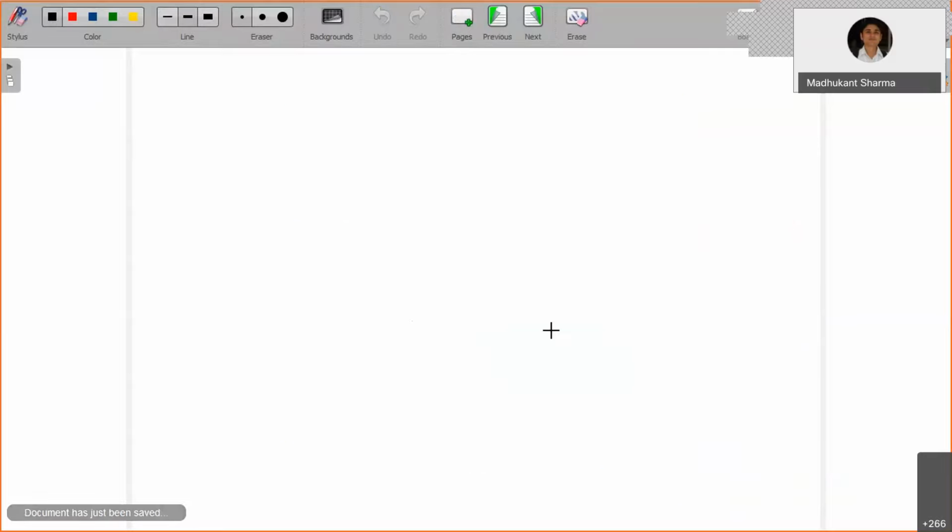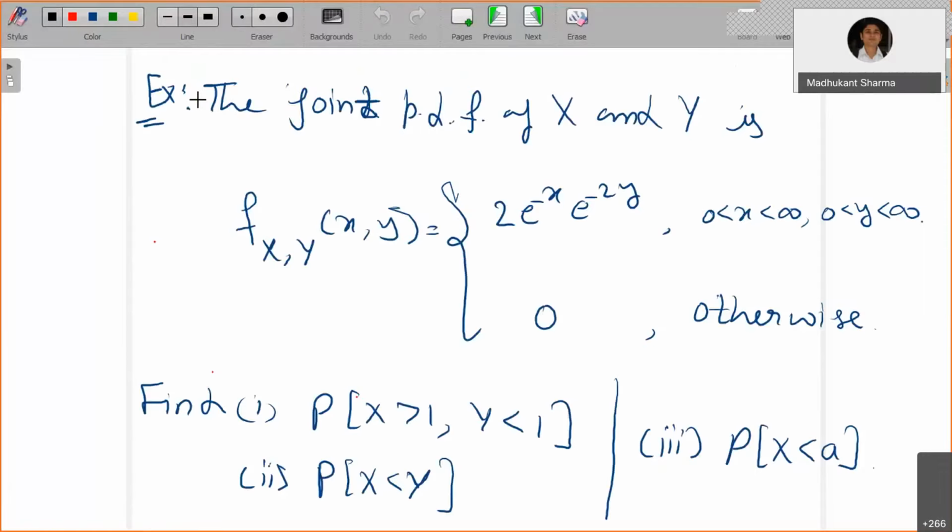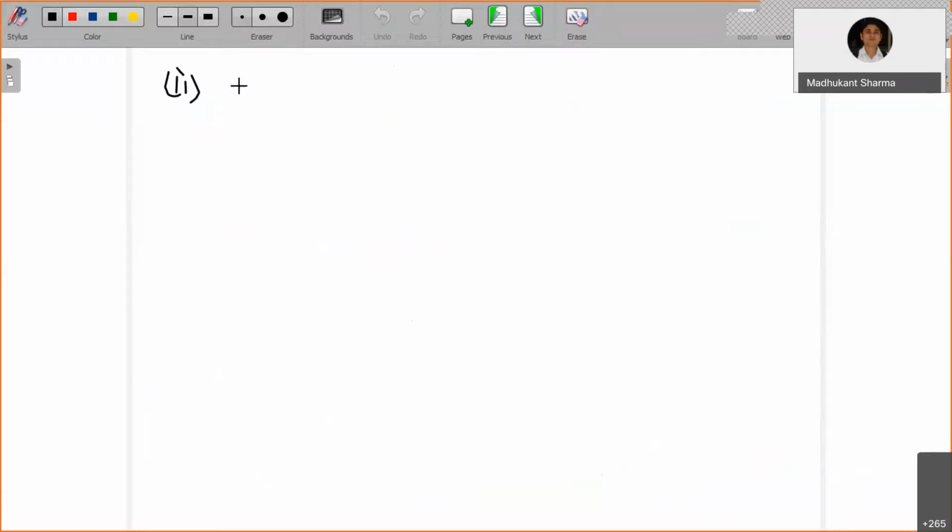Now let's look at the second part. What we are interested in is finding the probability of x less than capital Y. How will you distinguish all possible x and y such that x is less than y, or x by y is less than 1? This is a continuous function; these are continuous random variables. So we are interested in finding the probability of x less than y.